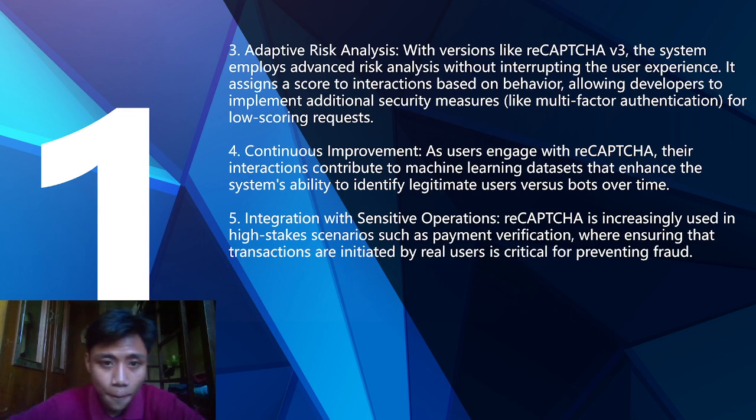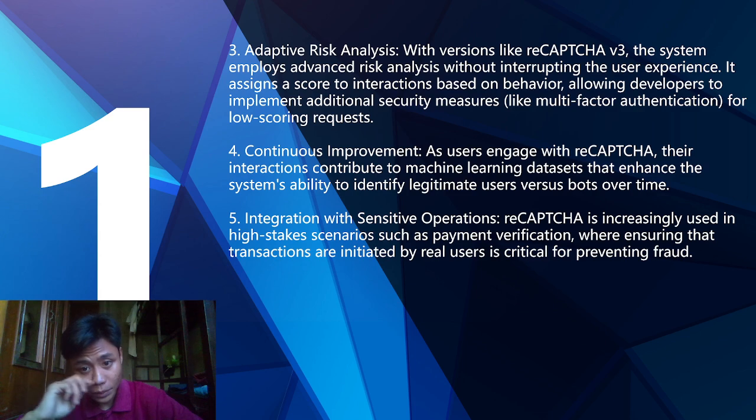Third is adaptive risk analysis. With versions like reCAPTCHA v3, the system employs advanced risk analysis without interrupting the user experience. It assigns a score to each interaction based on behavior, allowing developers to implement additional security measures.